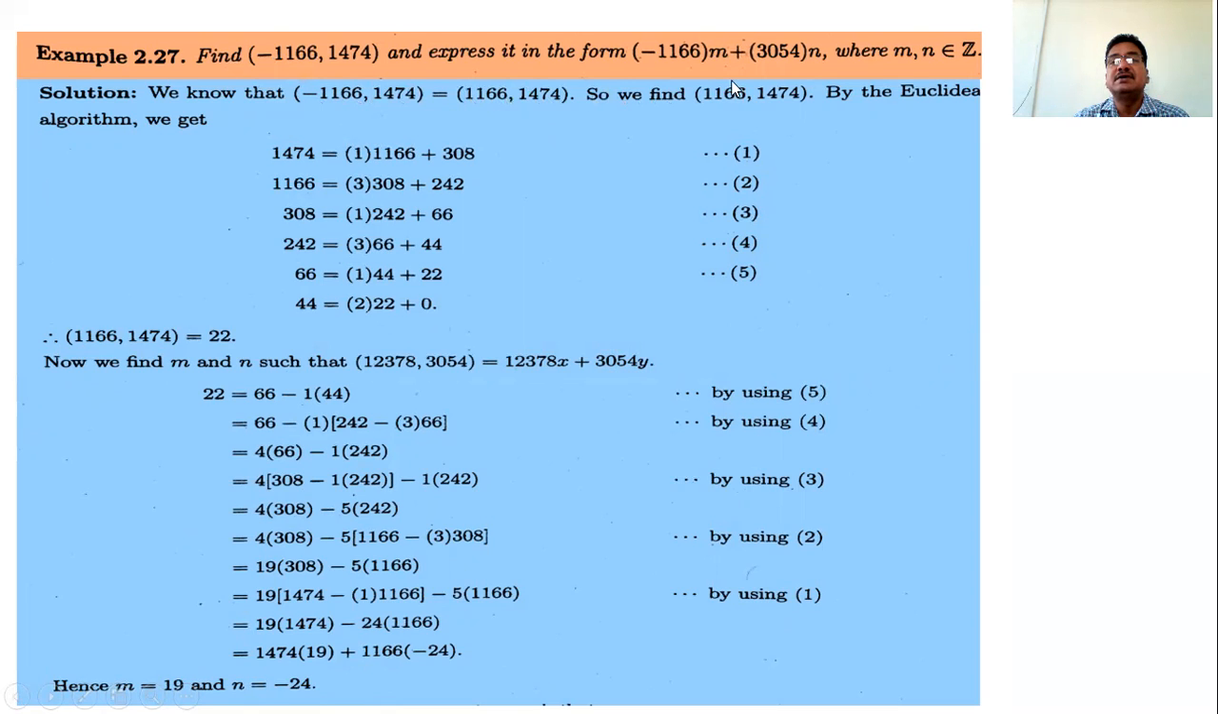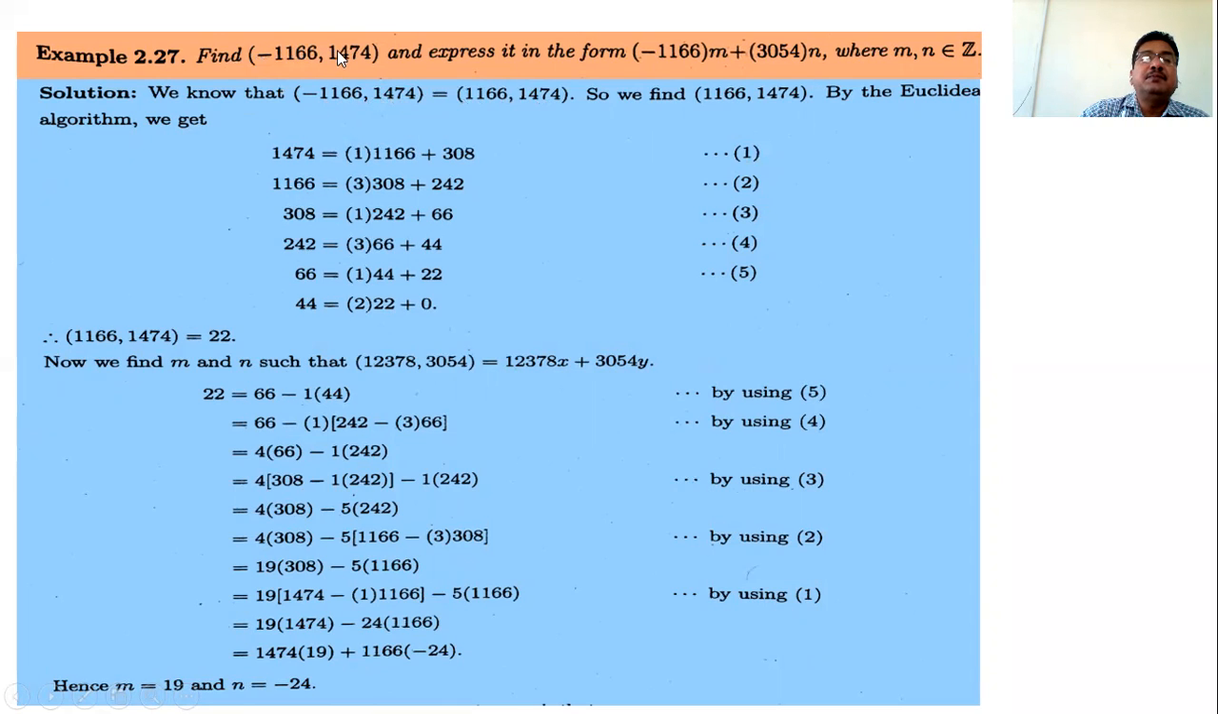So we first have to find the greatest common divisor of these two numbers. The method is similar: divide the greatest number by the smallest number, and if you are given a negative sign here, then delete that negative sign. If both places have a negative sign, then delete those negative signs and find the greatest common divisor of the positive integers. Suppose the numbers are 1166 and minus 1474, again the greatest common divisor of these two is the same.